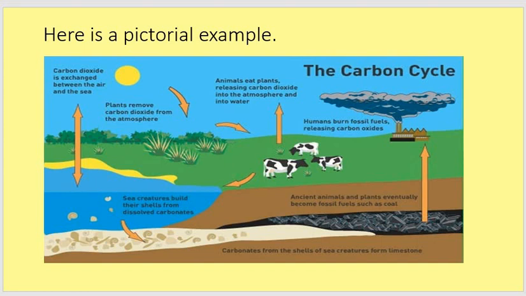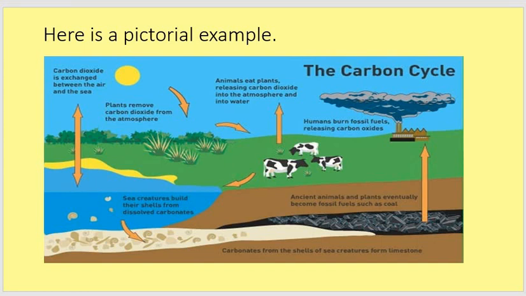So if you've got a big tree that's growing, that tree is capturing carbon dioxide out of the atmosphere the whole time. It won't be released until the tree either dies and decays, which is a slow release, or it's chopped down and burnt, which is not such a slow release.